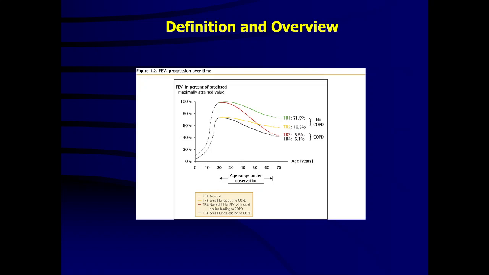But if these patients who did not attain normal pulmonary function when they are adults are smokers, they are more likely to develop COPD.